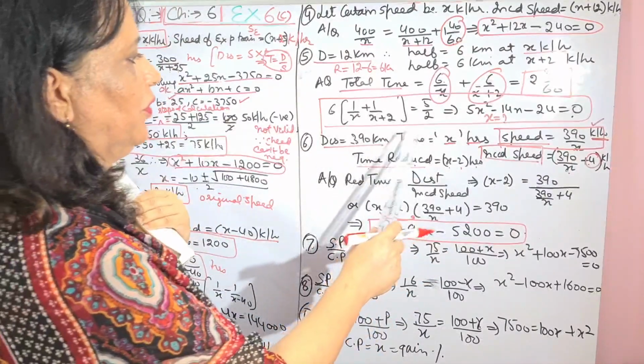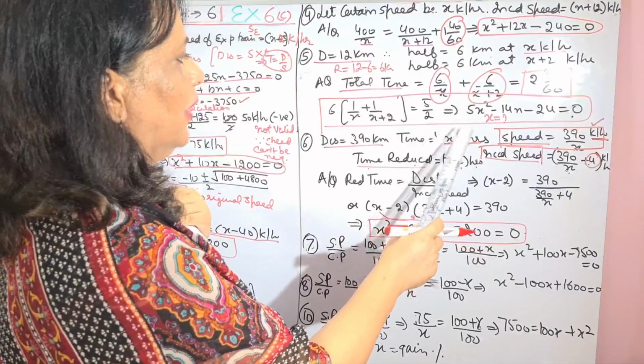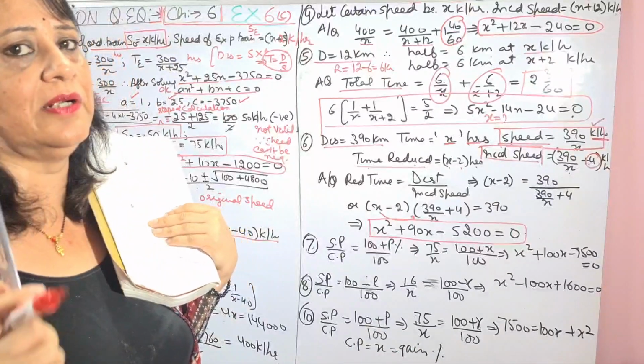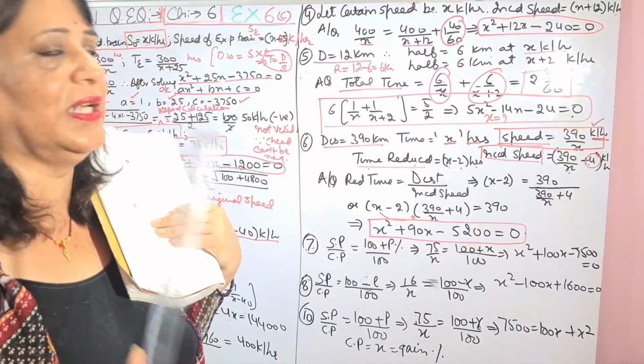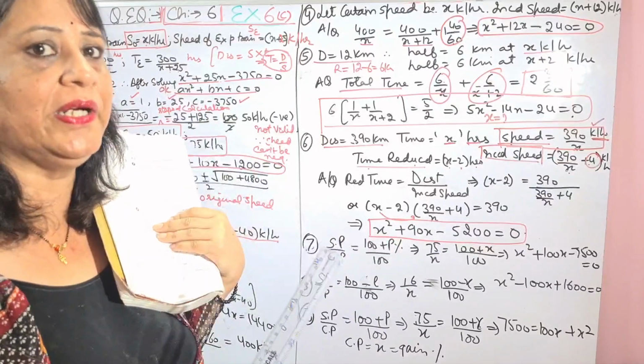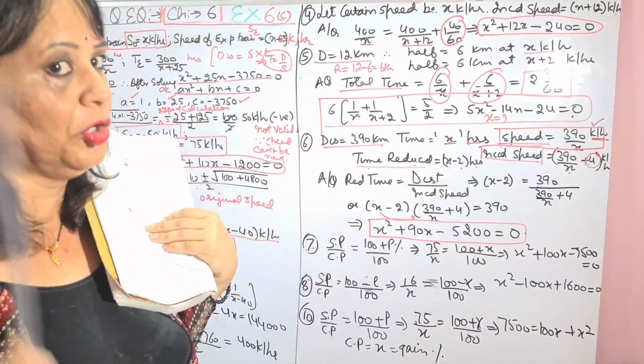See the question, time was given as x hours. I'm taking x and moving in the same way. Only I have changed the form a little. In the first 5 sums, I took time is equal to distance upon speed. In this question, I took speed is equal to distance upon time. I hope you have followed me.